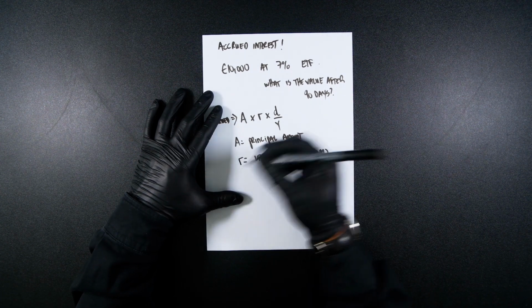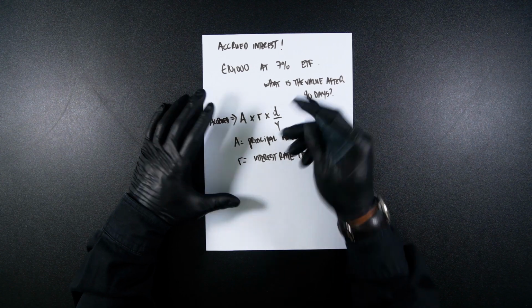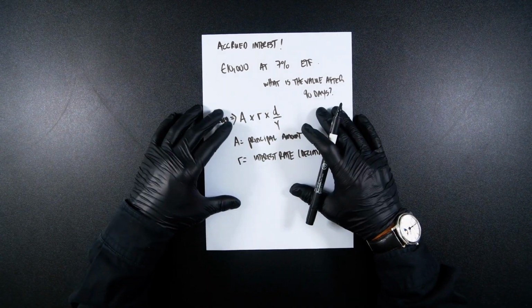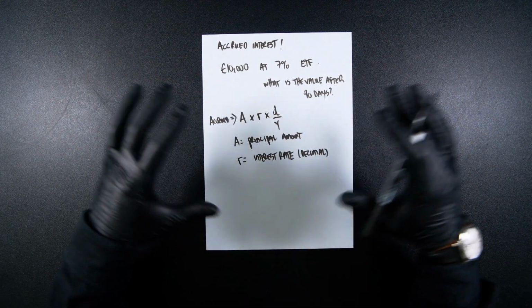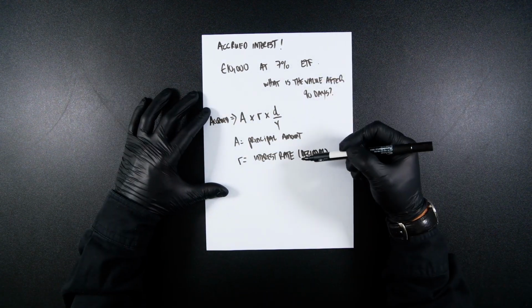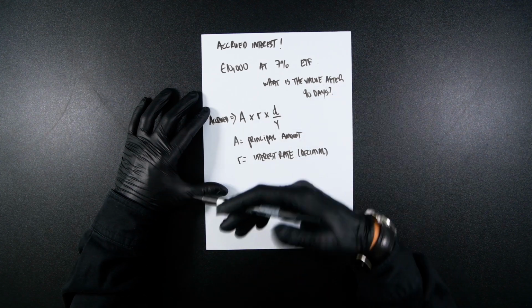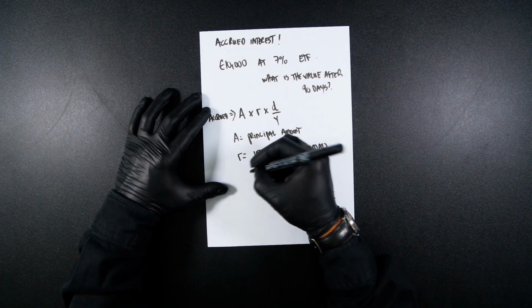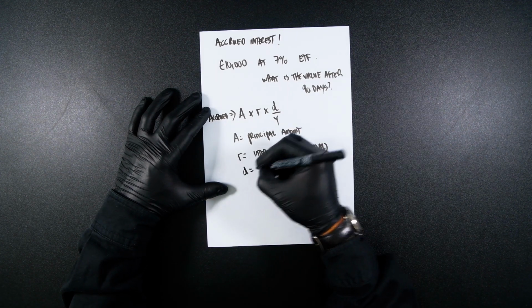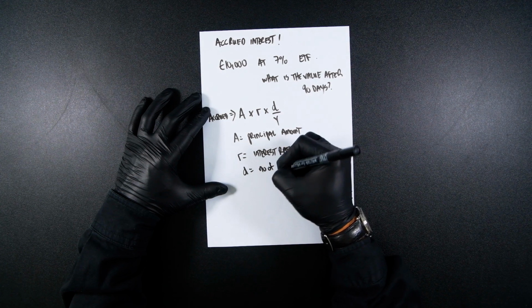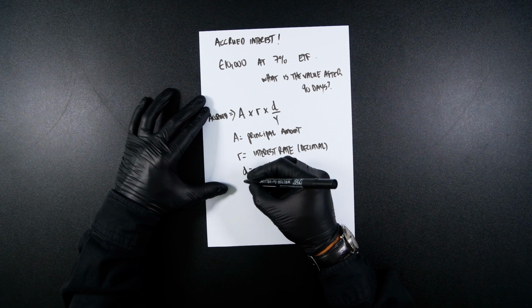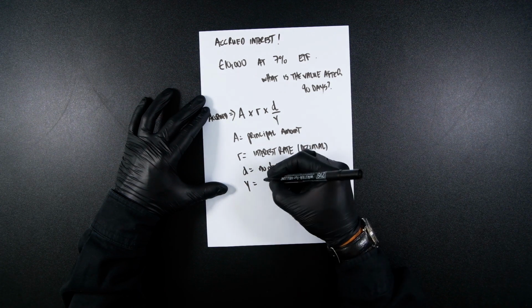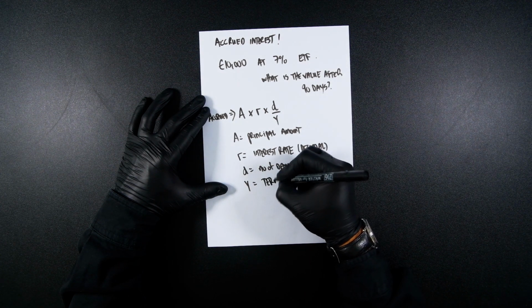And then we're going to have D over Y. That's the number of days that you want to find out, which is 90, over the total period where the interest rate is being applied. So in this example, it's annually, so it's going to be 365. So D is the number of days that you're trying to work out for, and Y is the term time in days.